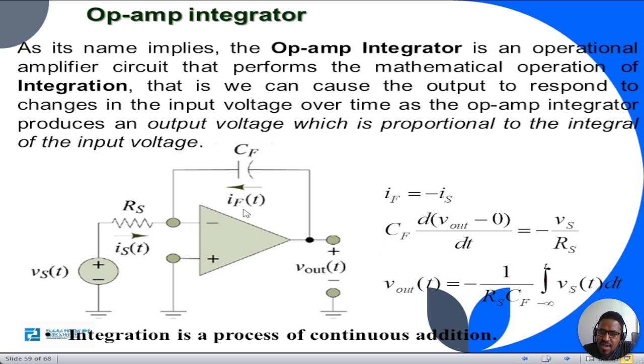Suppose we replace the feedback resistor by a capacitor, so that we can call it an integrator. In the previous inverting, non-inverting, summing, and differentiator op-amps, the feedback was a resistor. Now we replace that resistor by a capacitor in the feedback, and we can call it an integrator. So how do we determine V out for this integrator op-amp circuit?